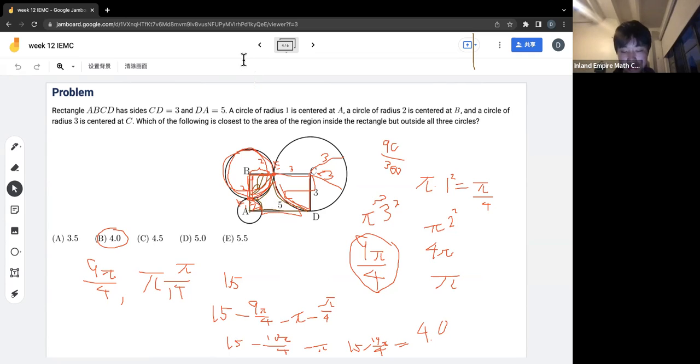Okay, so now we're actually going to move on to a different thing. So it's going to be a kind of game called Sprout.